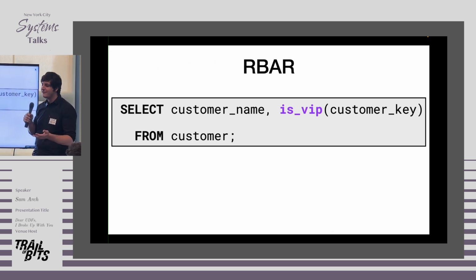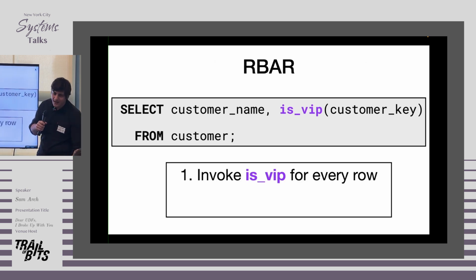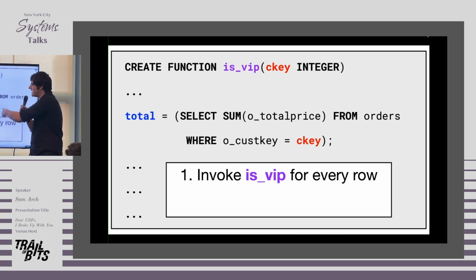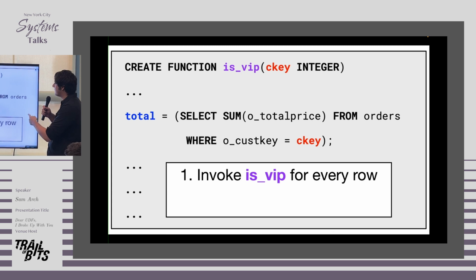We have our UDF, we're calling it for every single row of the customer table, and it's basically just going to treat this like a built-in function, right? Every single customer, you get the customer key, call this isVIP function. And then the way it's going to actually execute this UDF, let's say we have customer key 1, is it's going to jump in to this UDF, and it's going to execute the UDF code statement by statement, line by line.